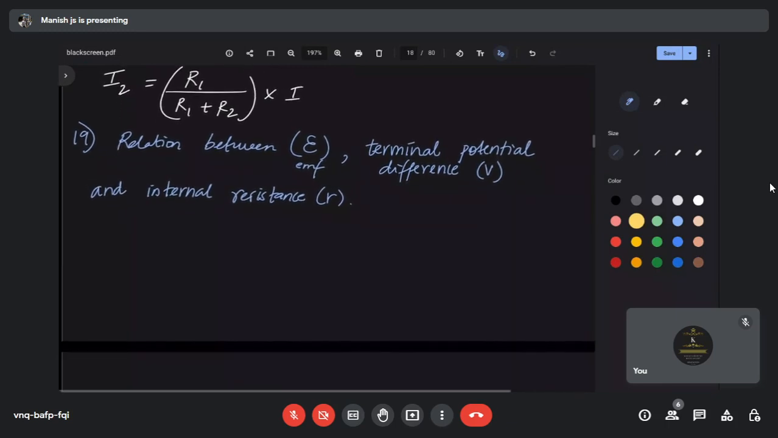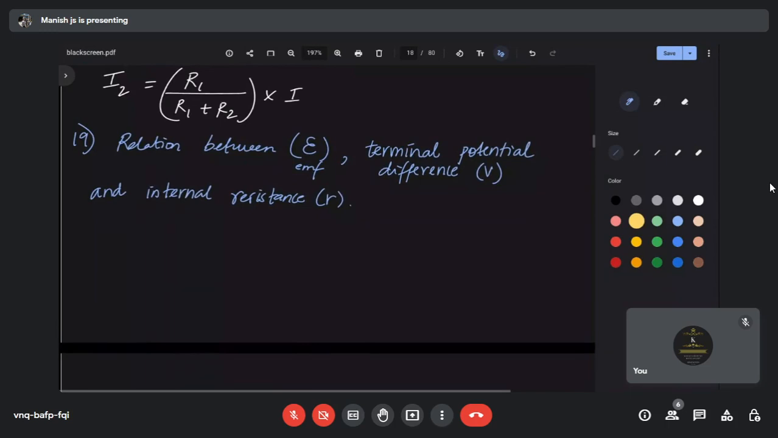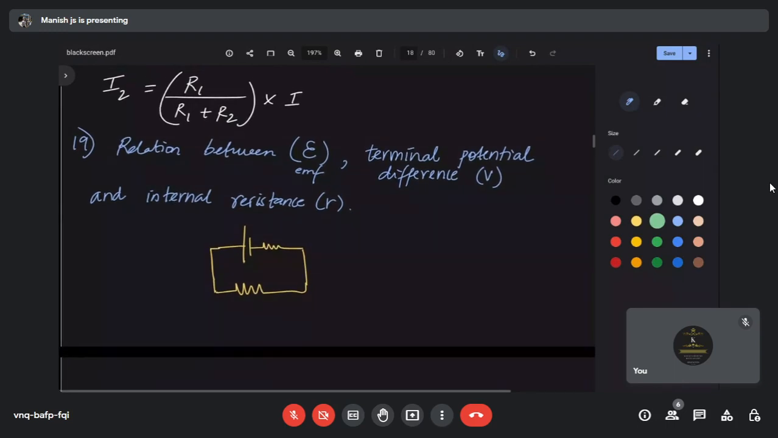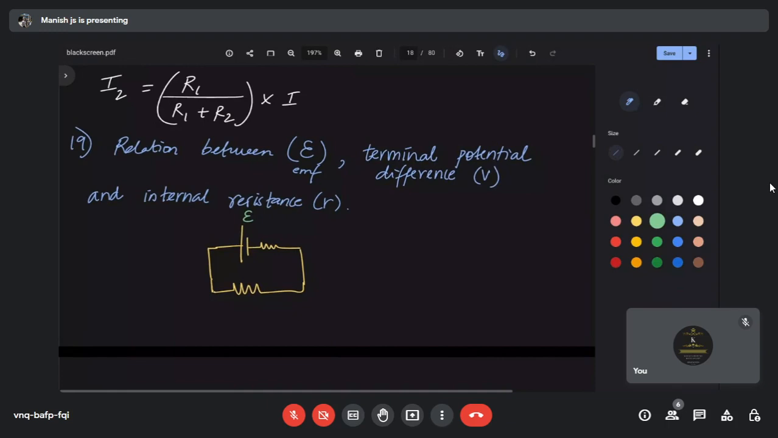So here, if you see the internal resistance small r, I'm just representing this. In reality, the cells and batteries that we use all have a small amount of resistance. So the EMF is given by E. The terminal potential difference is given as V. The potential across this resistor we take as V, and this one is small r.